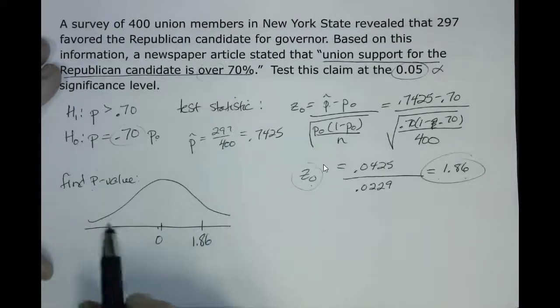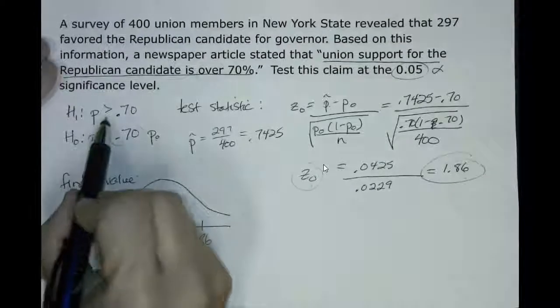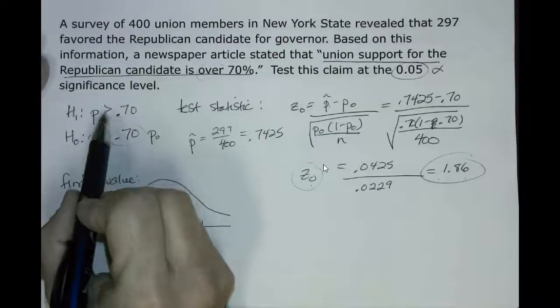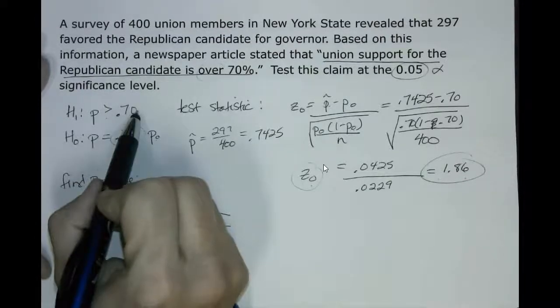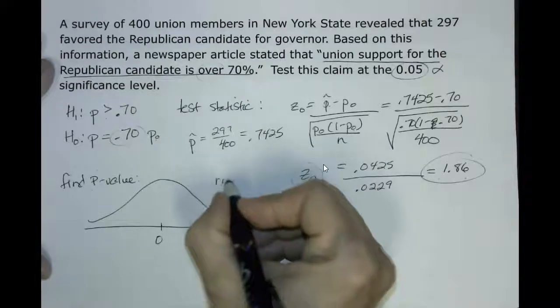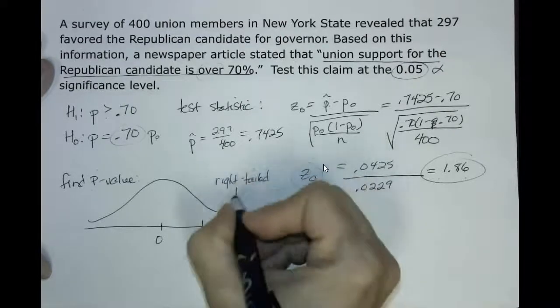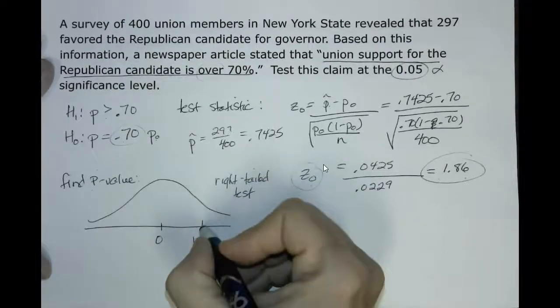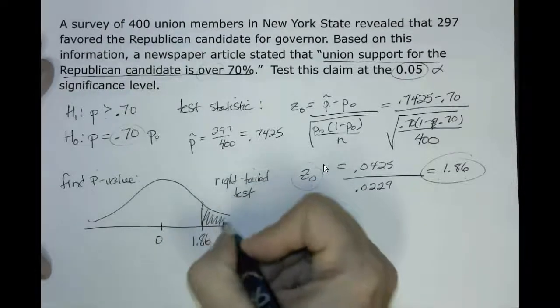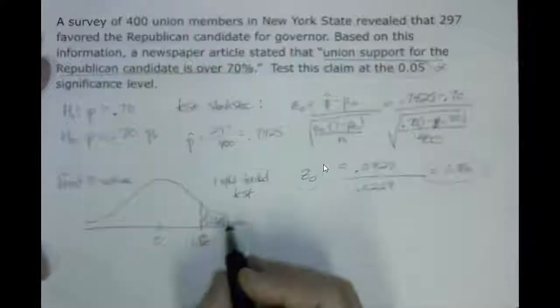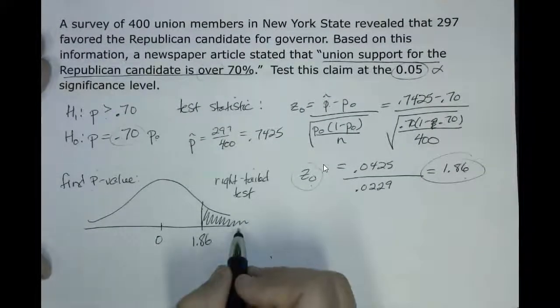And then to figure out which way this is going, we go back and look at our hypothesis. Since this is pointing to the right, that makes this a right-tailed test. And that means we're going from our test statistic to the right. So we're trying to find this probability.